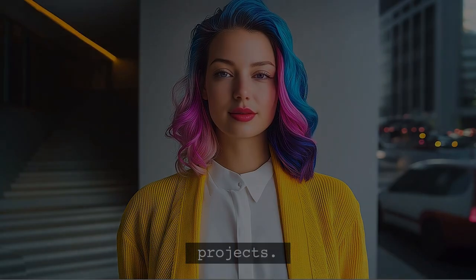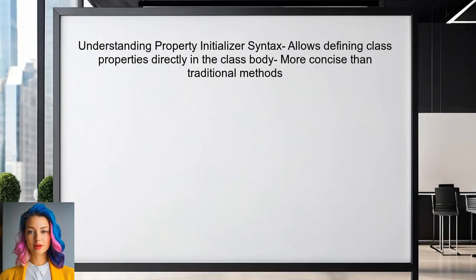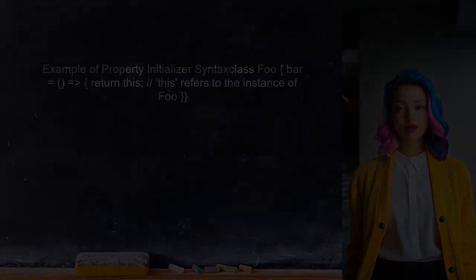To understand the property initializer syntax, the user should first recognize that it allows for defining class properties directly within the class body. This is a more concise way to initialize properties compared to traditional methods. In the example provided, the user can see that the property bar is defined as an arrow function. This means that this will always refer to the instance of the class, regardless of how the function is called.